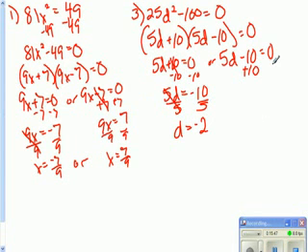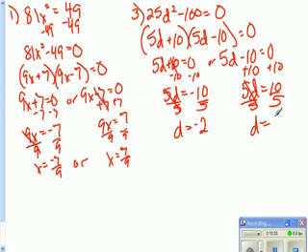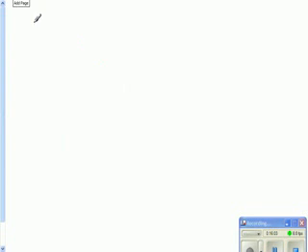Alright, do the same thing over here, add 10. 5d equals 10, divide by 5, and d equals positive 2. So it's either negative 2 or positive 2. Alright, next page, or sorry, clear the page.